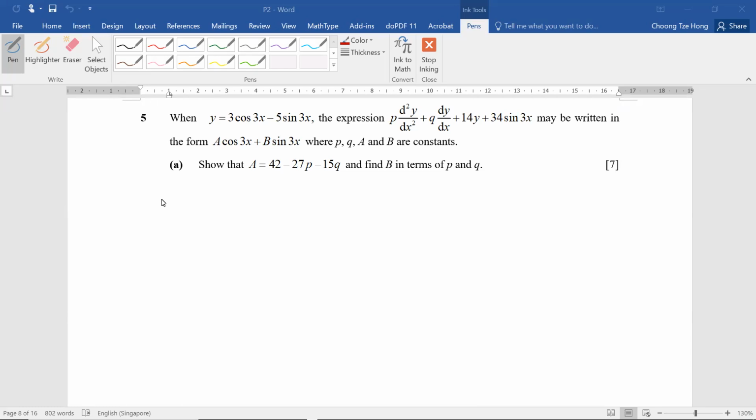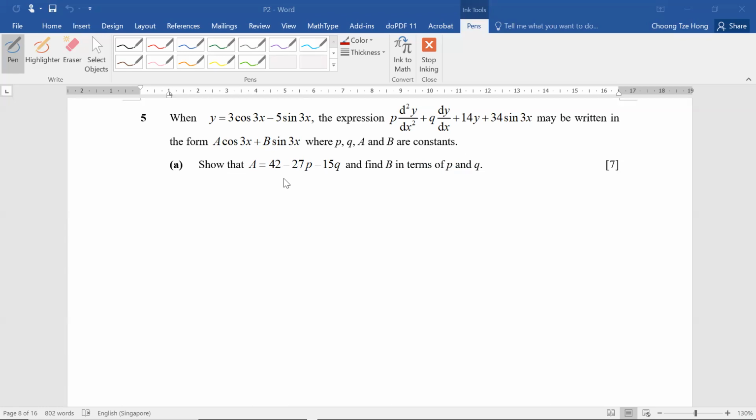When y equals 3 cosine 3x minus 5 sine 3x, the expression p d2y dx squared plus q dy dx plus 14y plus 34 sine 3x may be written in the form a cosine 3x plus b sine 3x, where p, q, a, and b are constants. They want us to show that a equals 42 minus 2p minus 15q, and then also find b in terms of p and q.